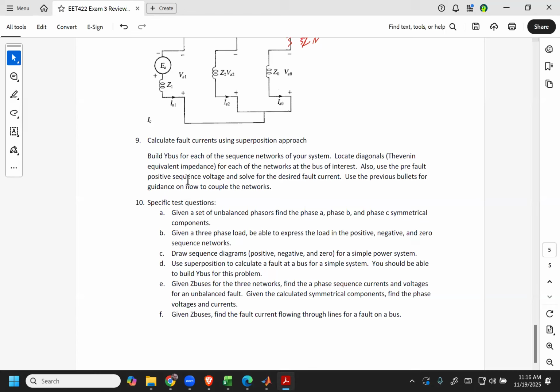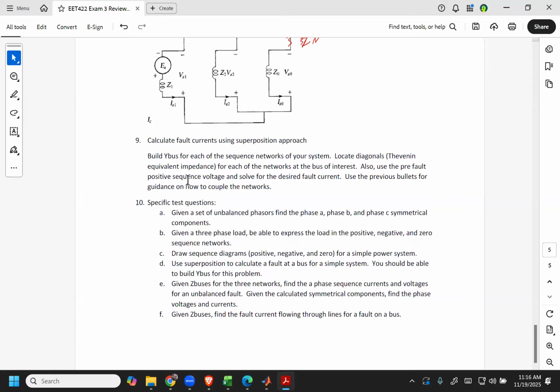Item number C, which is draw sequence diagrams to make sure that you can accurately determine what the symmetrical components for a system need to be. So that'll be a very simple power system to do that. Then we do superposition to calculate our fault current for a simple system. So being able to update the voltages, you should be able to build Y-bus for this. We keep going back to that, but again, that's a very important skill for us to be able to build those. So being consistent and going through and developing those diagrams.